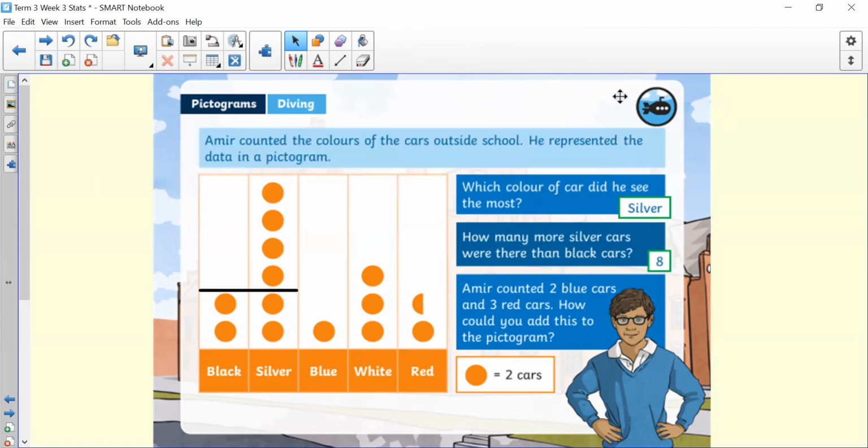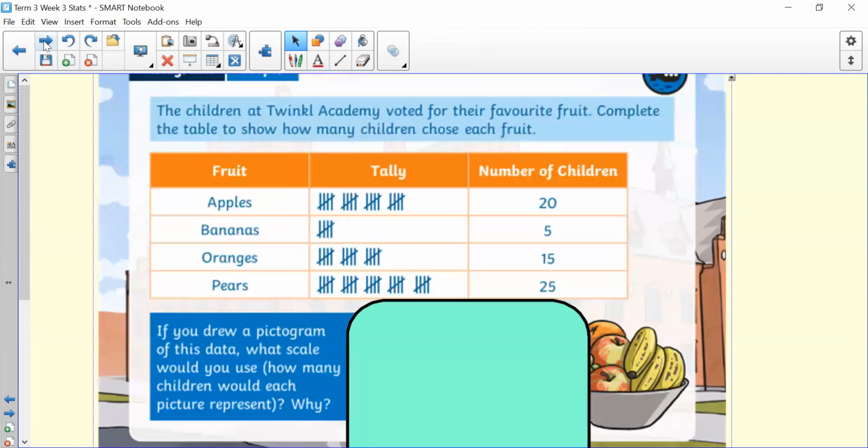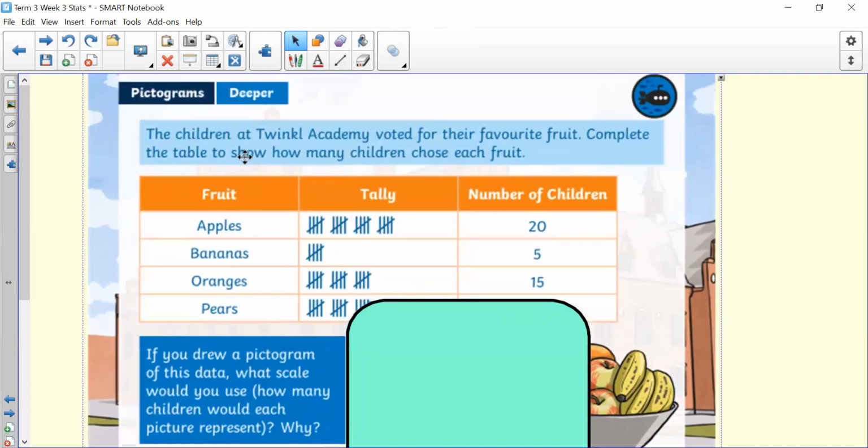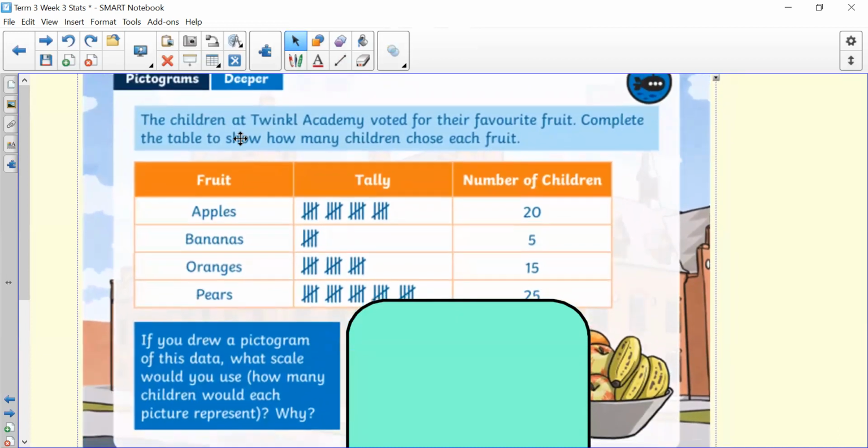Okay, now if you thought, oh, that sounded quite difficult, that's absolutely fine, but maybe you might want to focus on just the dive-in level today, okay? If you thought that seemed like a breeze, then that's an indicator that you're going to pick a harder challenge today. Okay, so let's look at our next one, which is our deeper level, okay?